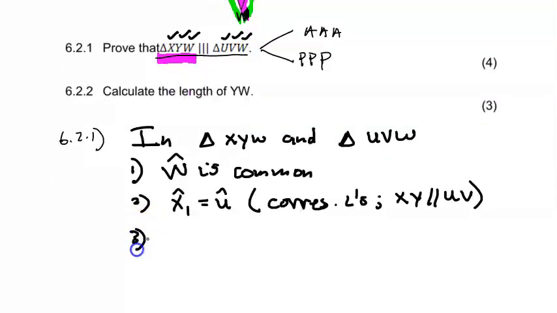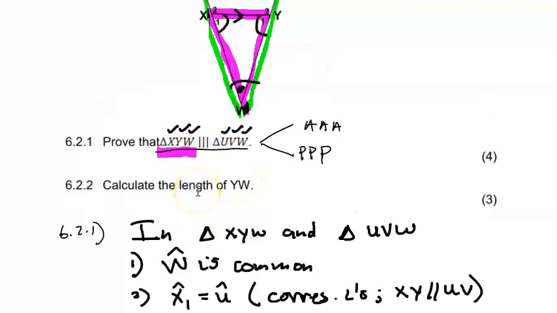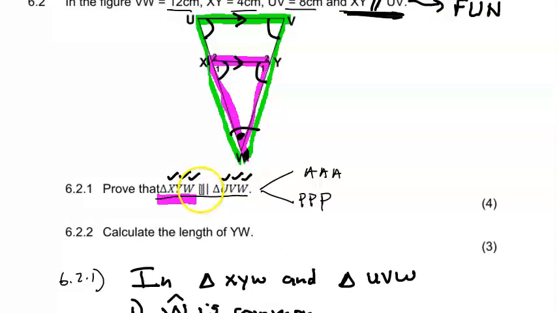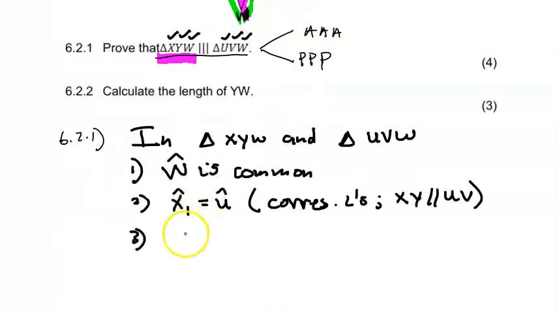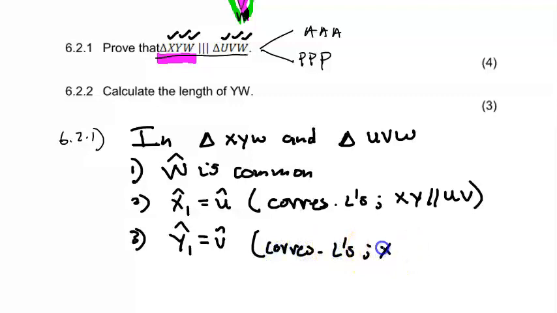Now this is already proven because I only need to prove that two angles in one triangle equal two angles in another triangle. But because I have the third statement, I will write it down. Therefore I will write Y1 equals V, and that's also corresponding angles, because XY is parallel to UV.